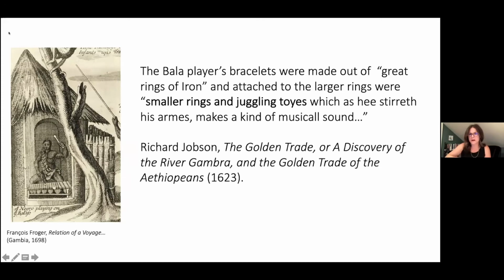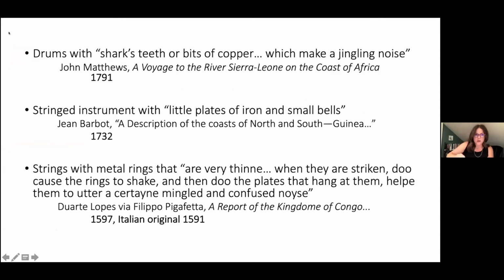And this is not from Jobson, it's from a later narrative of Gambia. In the late 18th century, along the Sierra Leone River, English traveler John Matthews described enormous drums that were ornamented on the drum head with shark's teeth or bits of copper, which make a jingling noise when the drum is played. And in a 1732 narrative, Frenchman Jean Barbot described a stringed instrument in West Africa that had little plates of iron and small bells attached to the strings.